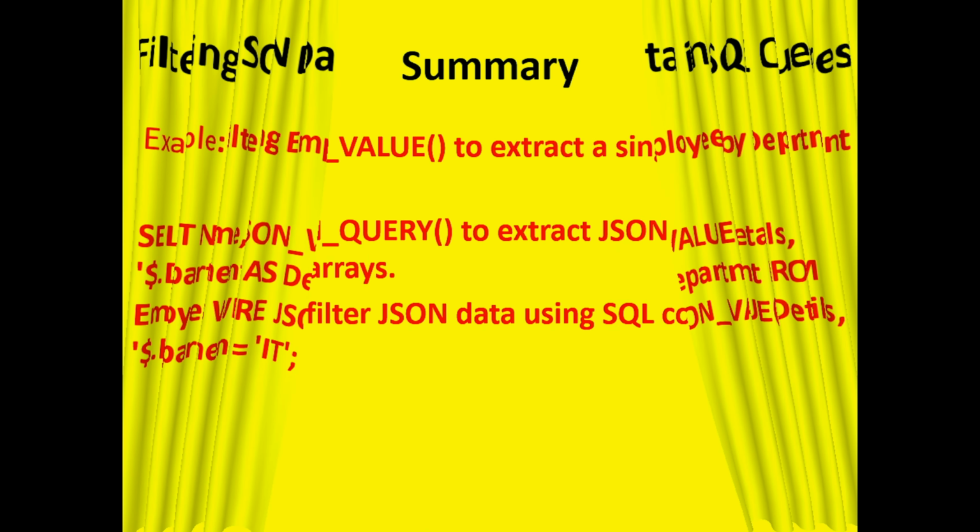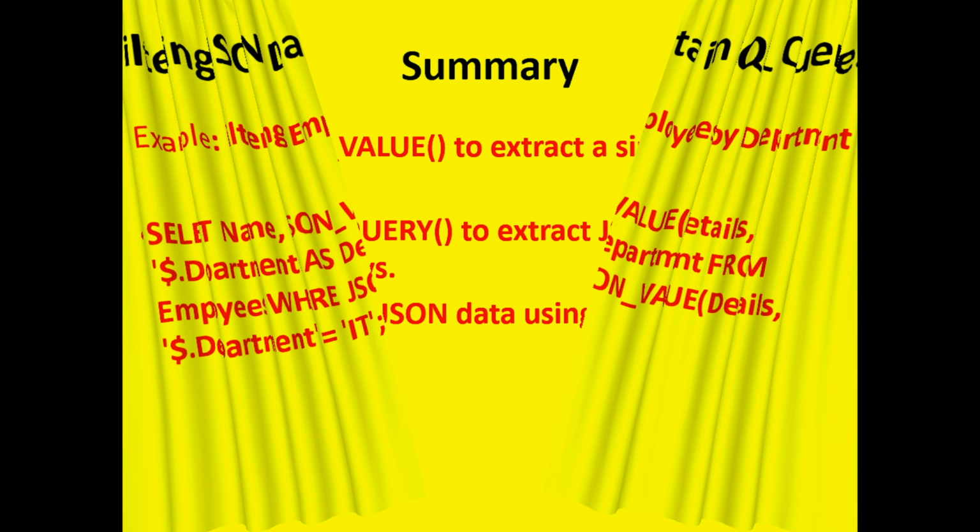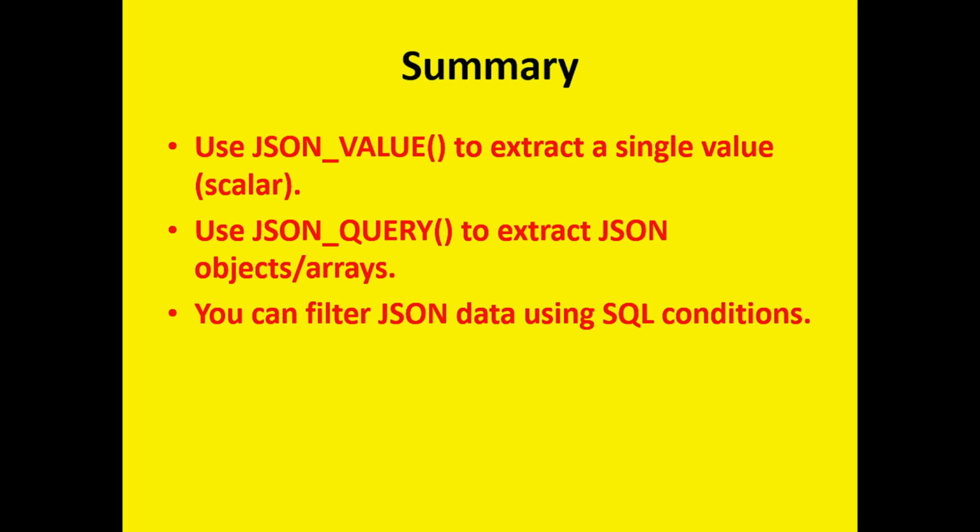So, okay, the last point in this entire tutorial. Use JSON_VALUE to extract a single value, which is your scalar value. JSON_QUERY extracts JSON objects and arrays. You can filter JSON data using SQL conditions. So be mindful of the syntax, be mindful of how we are using it, and go ahead and practice with a variety of data sets available, and then try to understand how these JSON functions work.